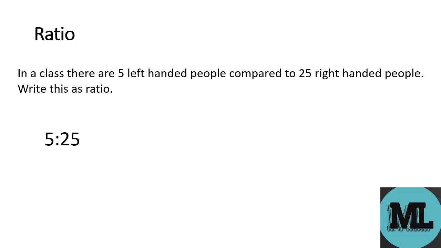In a ratio, there can be more than 2 numbers, but usually there will be 2 numbers. And you have to write a number, 2 dots, and then another number. Or it could be a number, 2 dots, a number, 2 dots, another number, and so on.